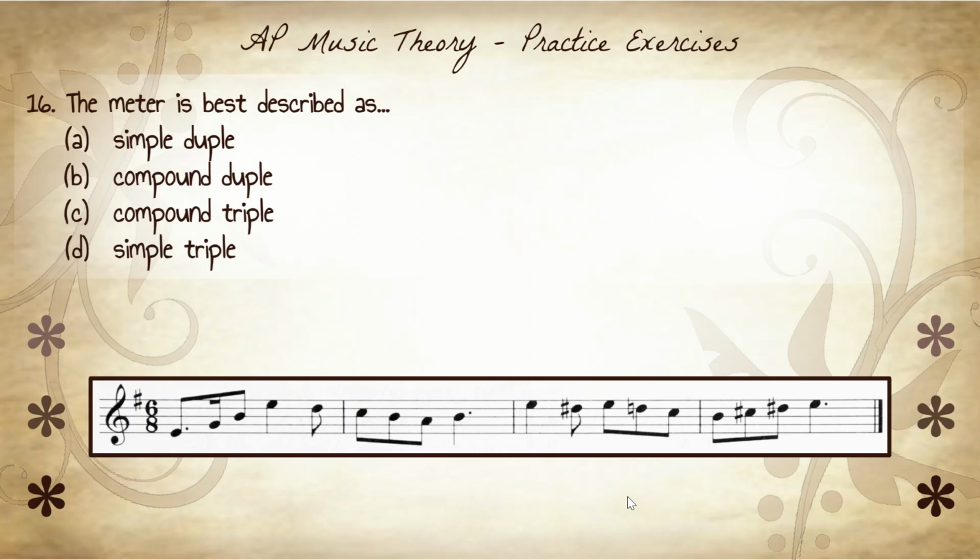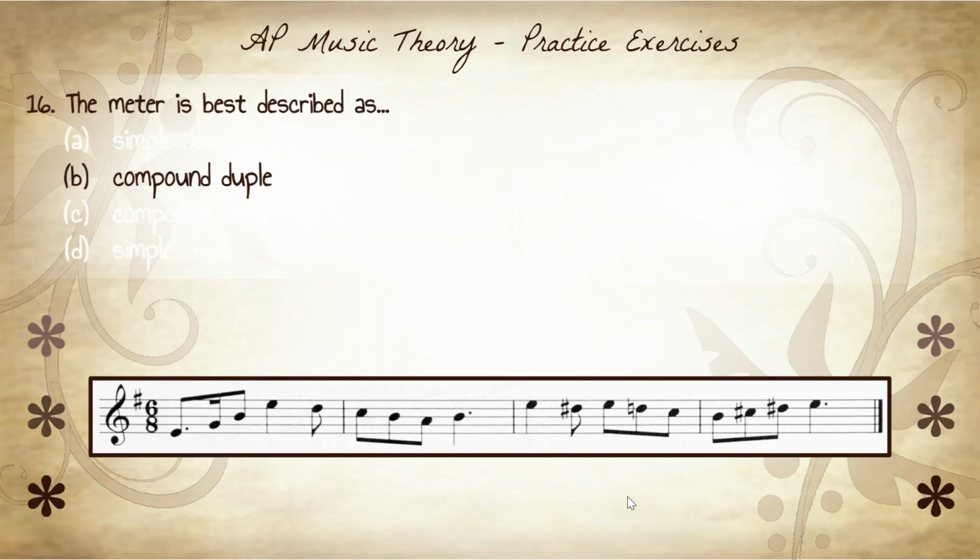Questions 16 to 20 refer to this melody below. Question 16. The meter is best described as A. Simple duple, B. Compound duple, C. Compound triple, or D. Simple triple. Correct answer is B. The meter in the example is compound duple, 2 beats per measure. Each beat divides into 3 equal parts.